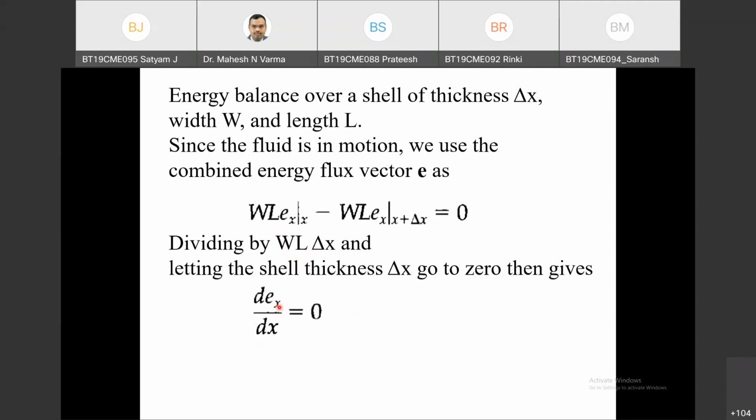This is the combined energy flux in the x direction. How is the energy flowing in the x direction? By the combined modes of transport: convection, conduction plus work flux. This is clear to everybody, very easy. Anybody has any doubt? D by dx of Ex, here x, in the actual problem it is theta. That problem is transported, neglecting curvature, into a Cartesian coordinate system. So theta is transported to x. So d by dx of Ex equals 0.